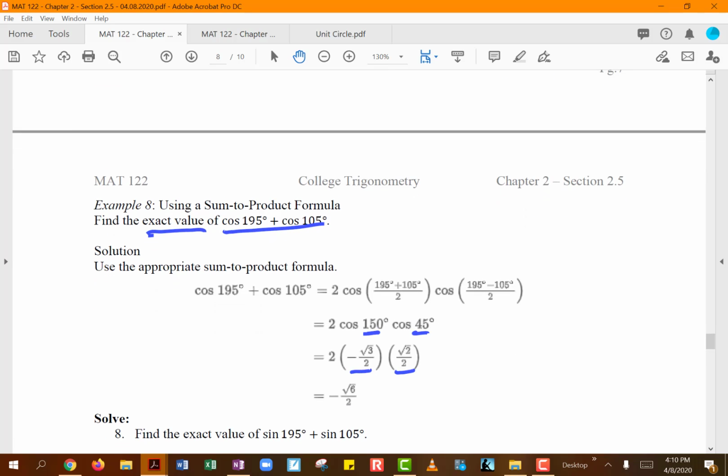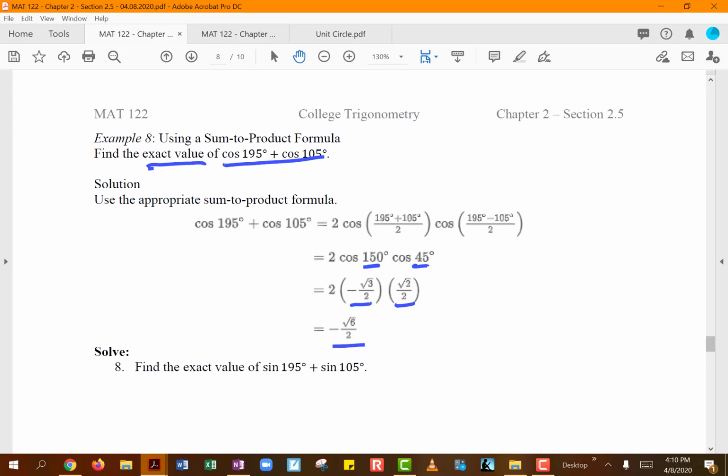You can go ahead and simplify your answer, and you of course end up getting negative square root of 6 over 6, which basically you can think of this 2 canceling out this 2 on the denominator. You're multiplying negative square root of 3 with square root of 2, which is giving you square root of 6, and then 2 on the denominator will end up staying behind.